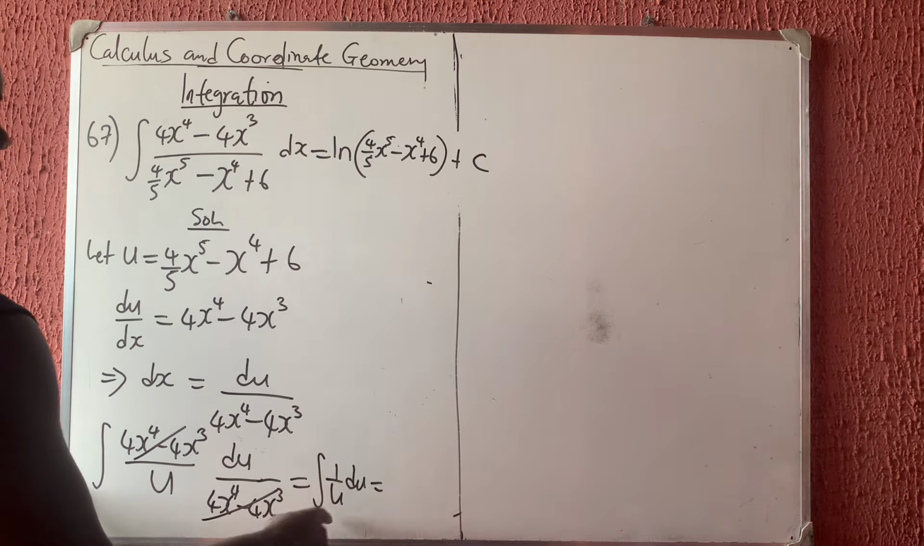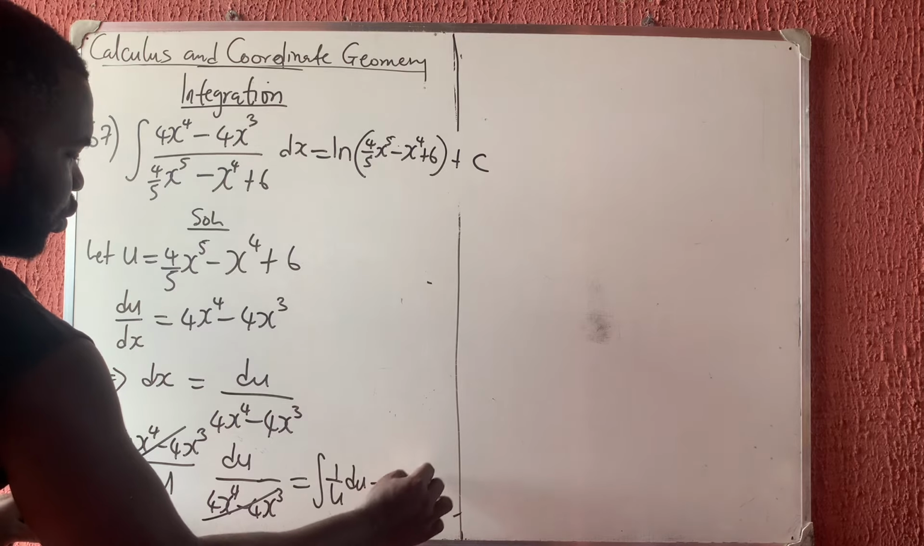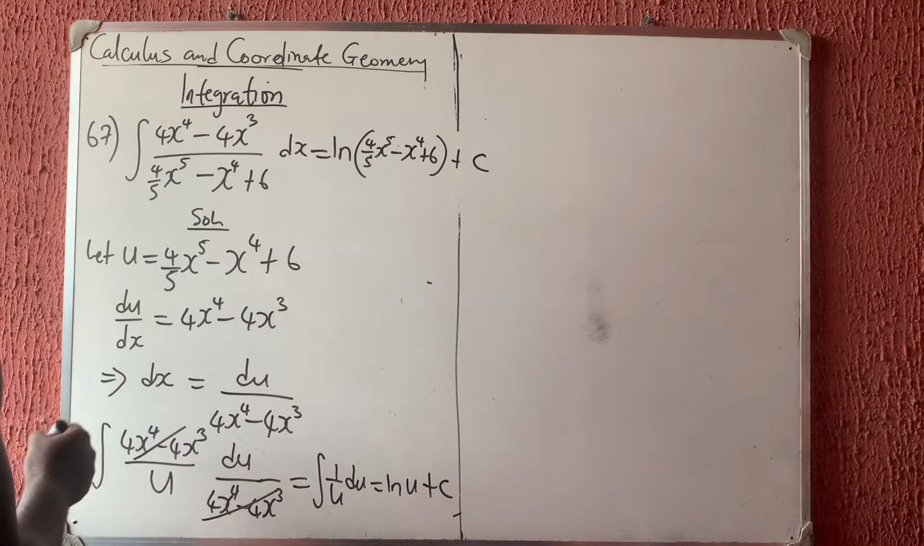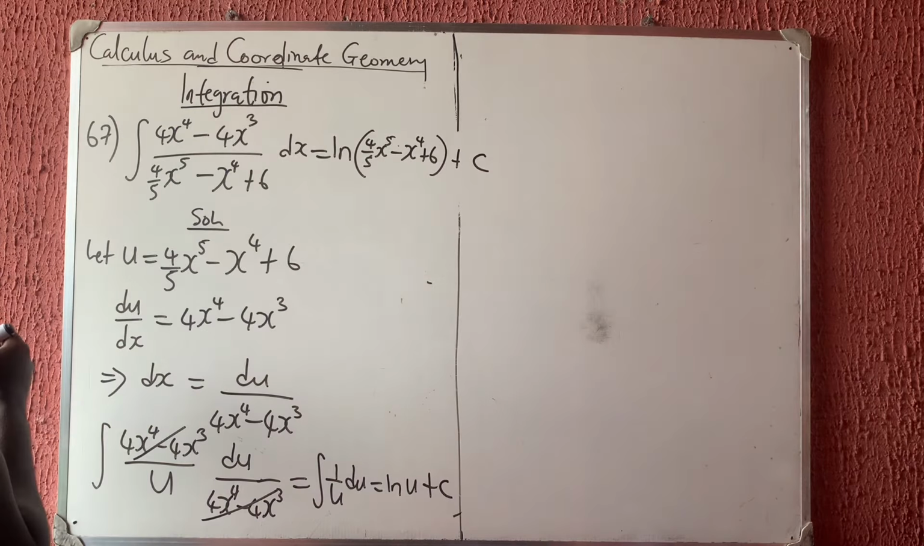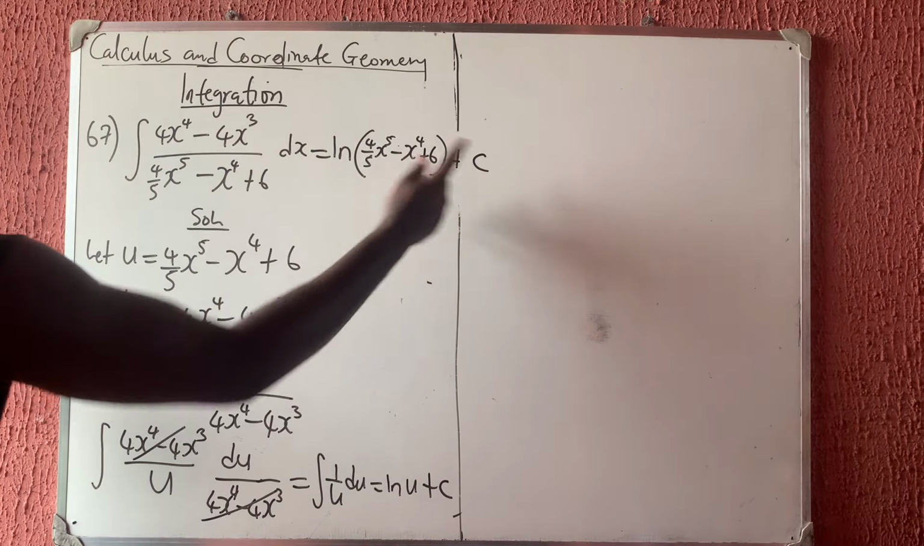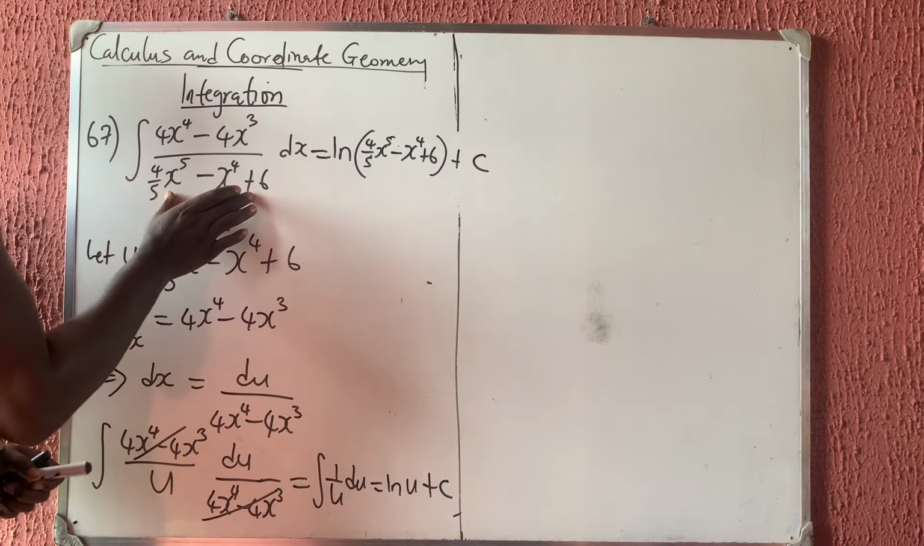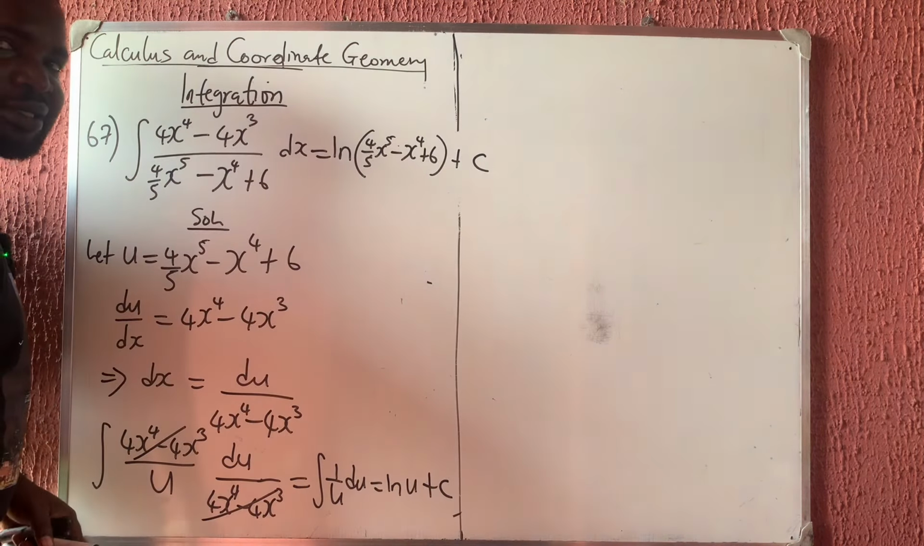An integration of 1 over something is what? ln of that same thing, ln u plus a constant. Now, what is your u? Your u is that denominator. So, which will give you back this answer: ln of this plus a constant. So, instead of using this long method, differentiate the denominator. If you get the numerator as your answer.